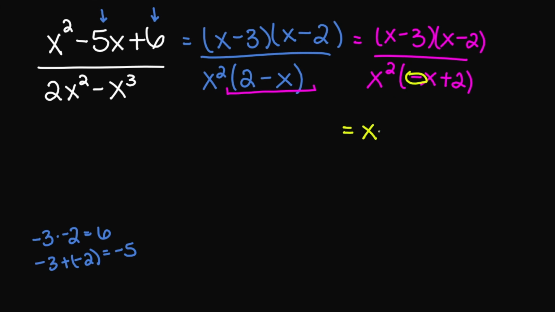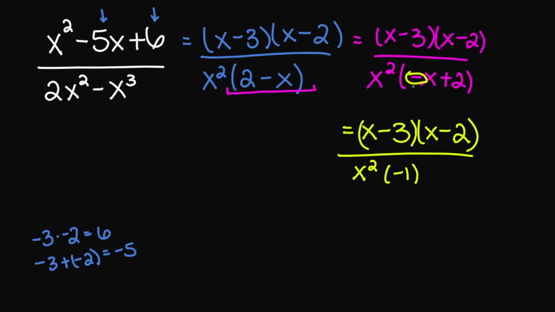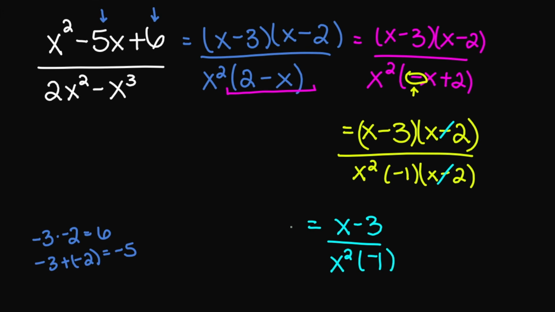So we have x minus 3 times x minus 2 over x squared times that -1 that we factored out from here times x minus 2. I'm going to cancel x minus 2 here. I am now left with x minus 3 over x squared times -1. And this is your final answer.